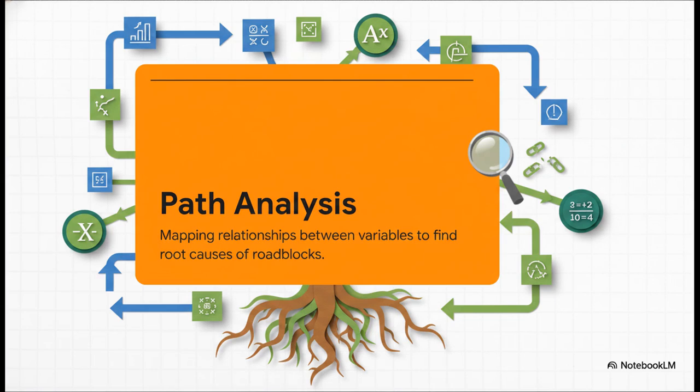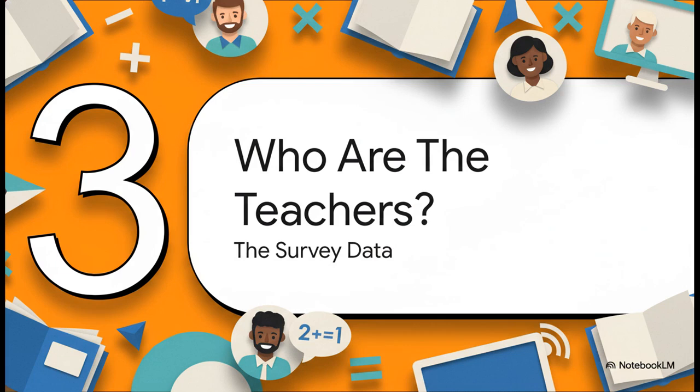To get their answers, the researchers used a cross-sectional online survey methodology. But get this, they didn't just look at simple, boring averages. They used something called path analysis. And path analysis is brilliant because it's kind of like a giant puzzle. It helps uncover the root causes of instructional roadblocks by literally mapping out the complex relationships between specific technical problems, like, say, software issues, and the actual mathematical content being taught. Moving on to Section 3, Who are the teachers, the survey data?